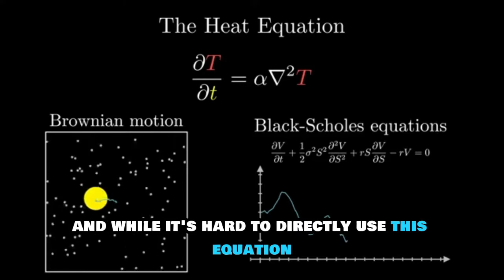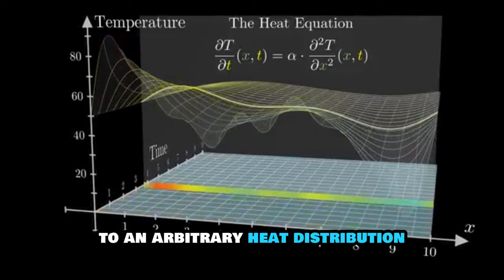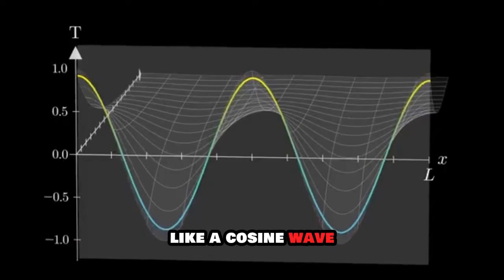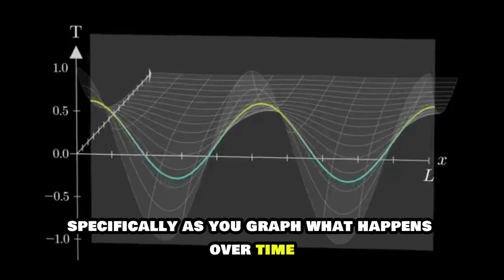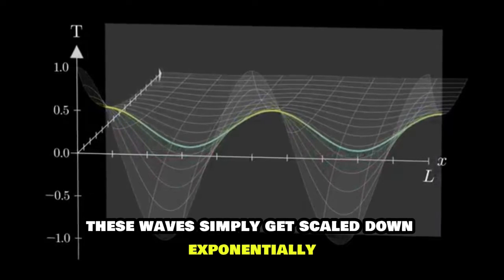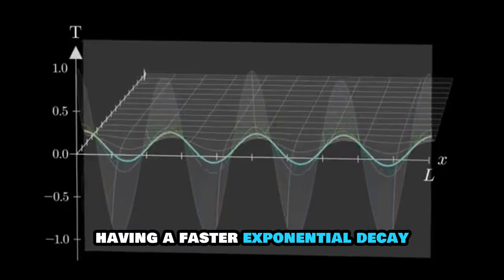And while it's hard to directly use this equation to figure out what will happen to an arbitrary heat distribution, there's a simple solution if the initial function just happens to look like a cosine wave, with the frequency tuned so that it's flat at each endpoint. Specifically, as you graph what happens over time, these waves simply get scaled down exponentially, with higher frequency waves having a faster exponential decay.